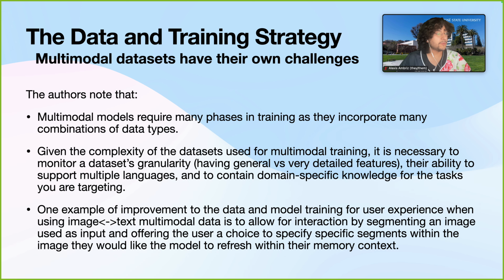And an example of improving the data for model training in this way that the authors found is that a lot of researchers, for example, using image and text multimodal data, were able to add interaction for users during training by segmenting the image that was used as the input using bounding boxes, and then offering the user, after training, the choice to specify the specific segments within the image they would like the model to refresh when they're conversing with the model in their memory.